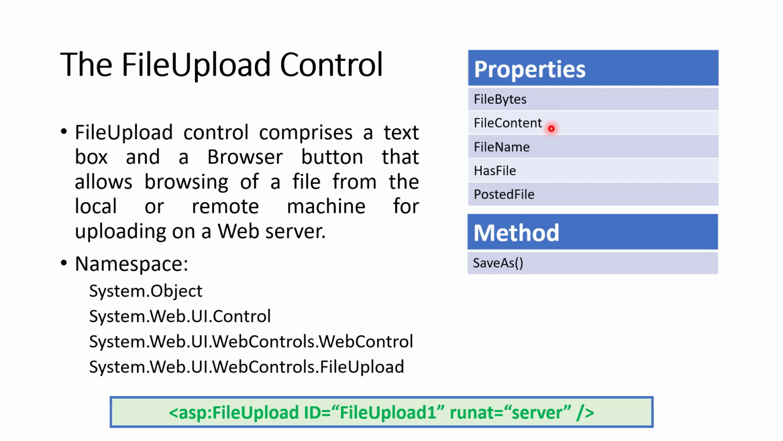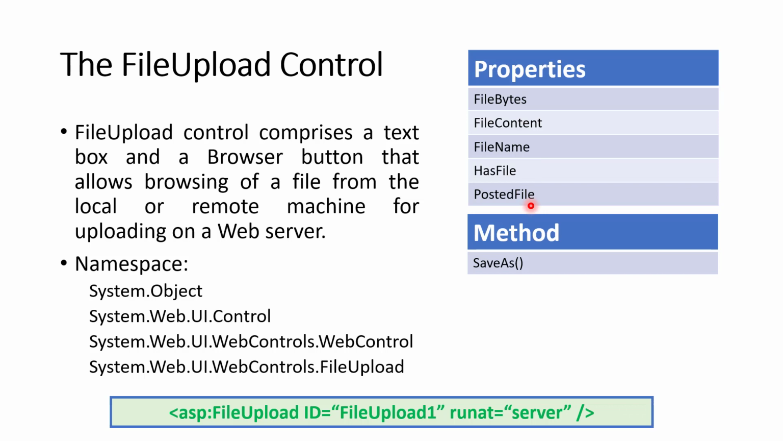It is used to obtain a stream object that points to the file to upload using the file upload control. Next is FileName. It is used to obtain the name of the file to upload on a client using the file upload control. Next is HasFile. This property is used to obtain a value indicating whether or not the file upload control contains a file. And the last one is PostedFile.